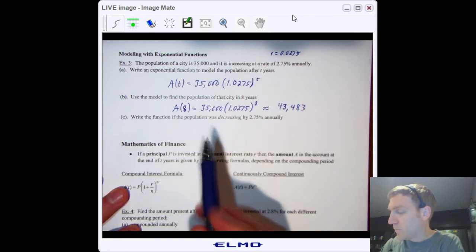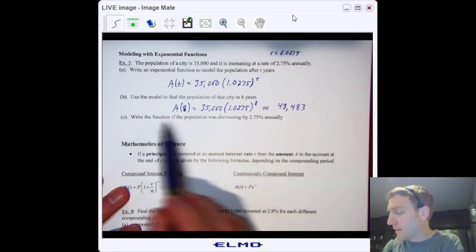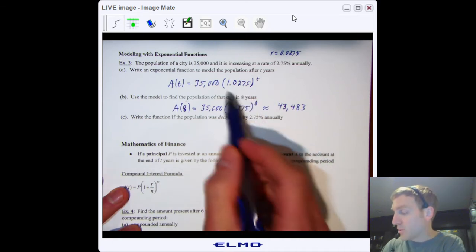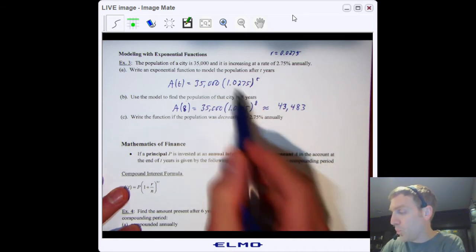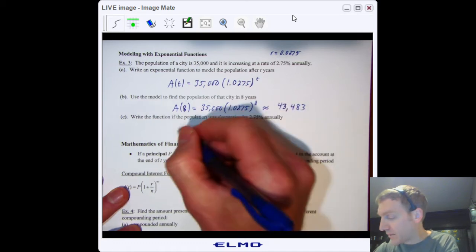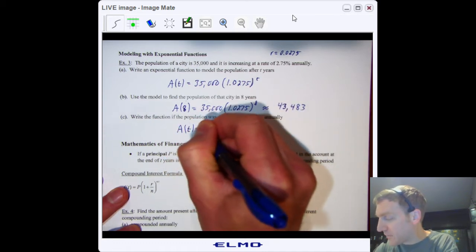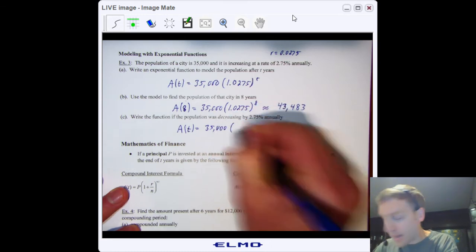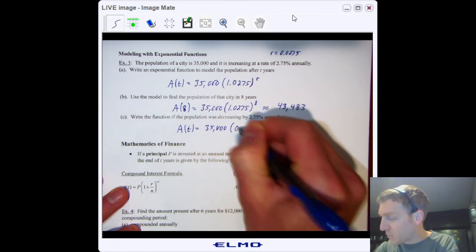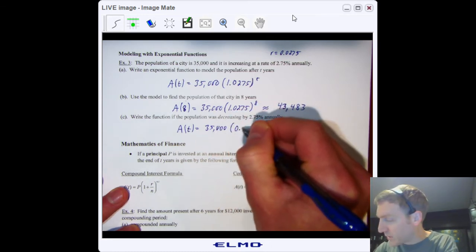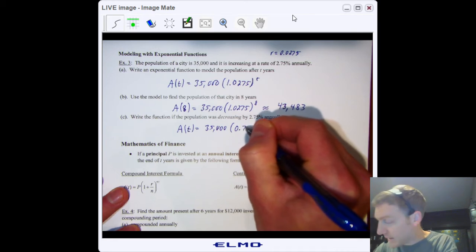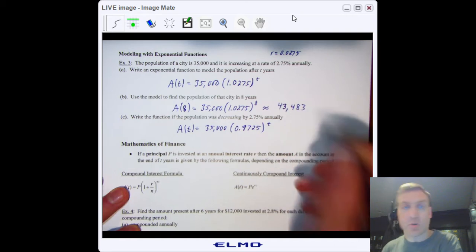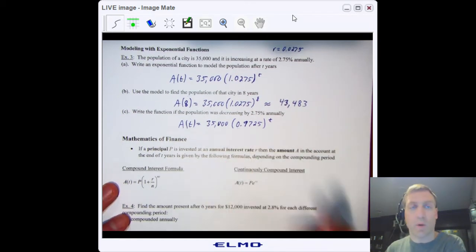All right, part C now. Write the function if the population was decreasing. So let's make it decay instead of growth. So instead of adding this 0.0275 to 1, let's subtract it from 1. So that would be A of t equals 35,000 times 1 minus 0.0275, which is 0.9725, to the t. So if it was decay instead of growth, you would simply do 1 minus r.